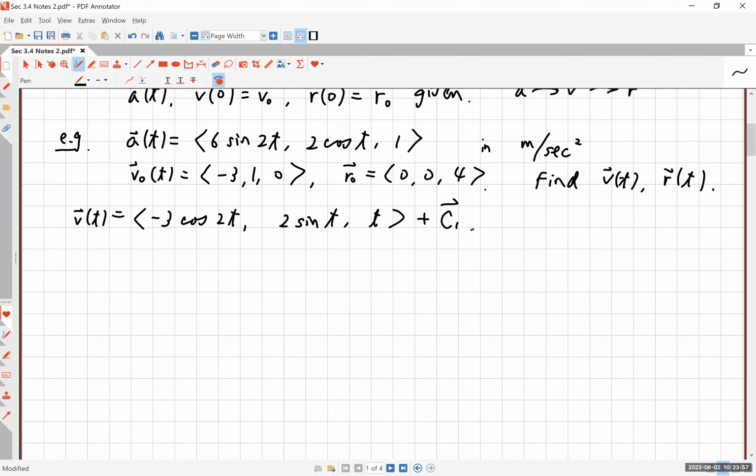Now, what are we supposed to do? How do we find C1 in this? Well, that's not too hard. What do we have to do? We plug in the initial velocity.